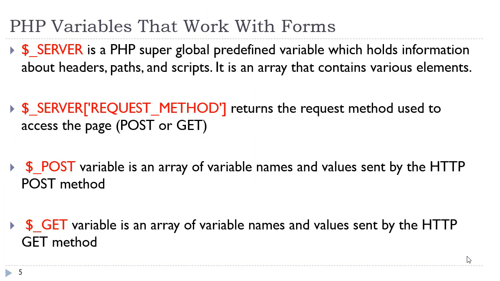PHP has several built-in variables to enable us to work with forms. We have already looked at the $_SERVER super variable, which holds information about paths, headers, and scripts. Technically, this is an array that contains various elements. One of those elements is the request method. So here we see how we could return the request method or test for the request method if we wanted to. You may not need to do that.